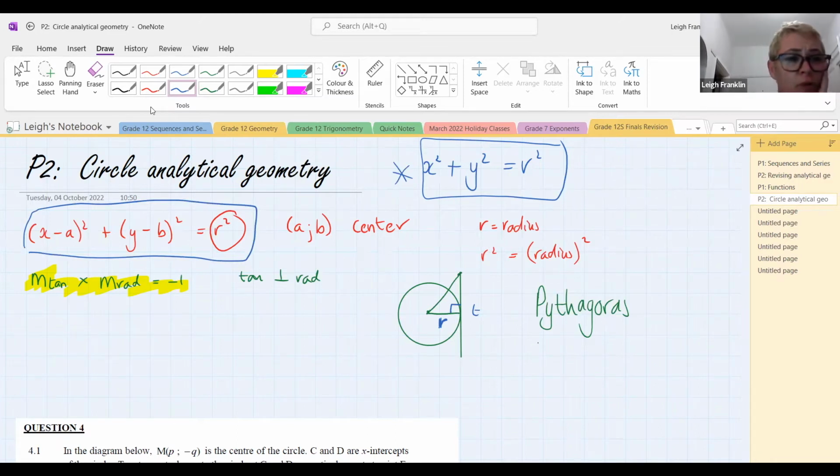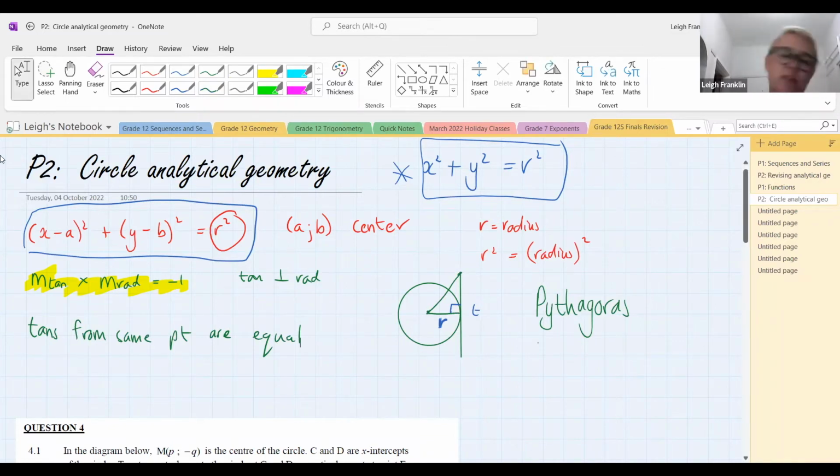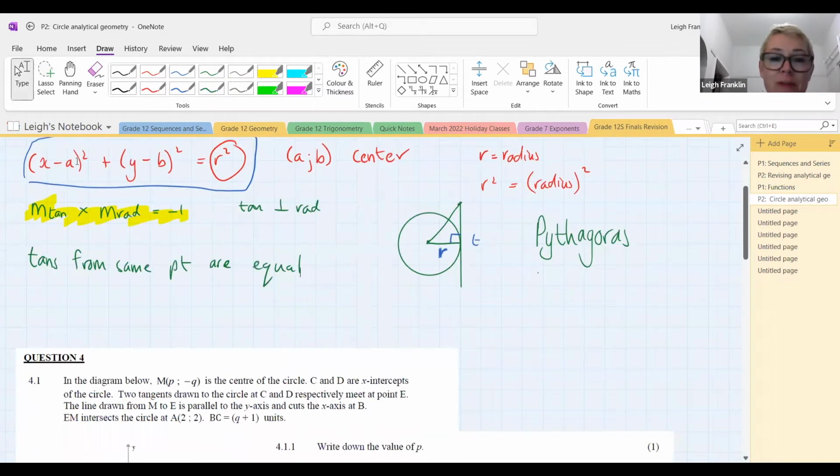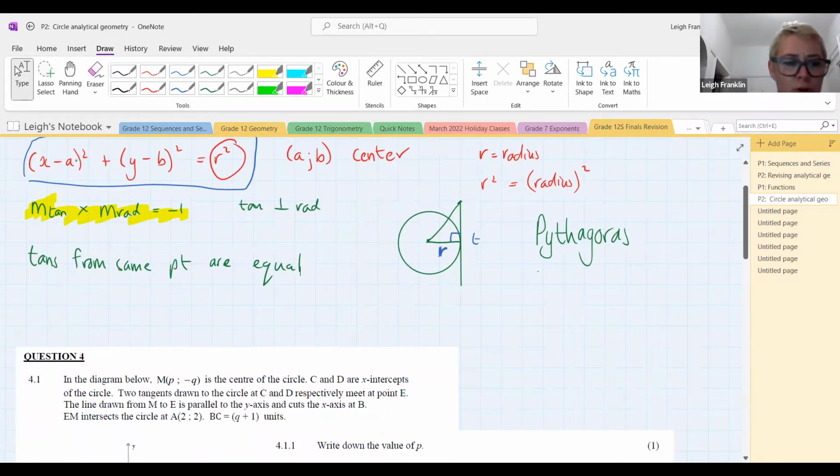The other thing that you can have is tangents from the same point are equal, which we get from Euclidean geometry. So tangents from the same point are equal. And the last thing that I want to point out to you before we move on and start answering these questions is something that you're going to probably say to me, well, that's really obvious. Why are you saying it? But when we're doing these questions, it's not so obvious.